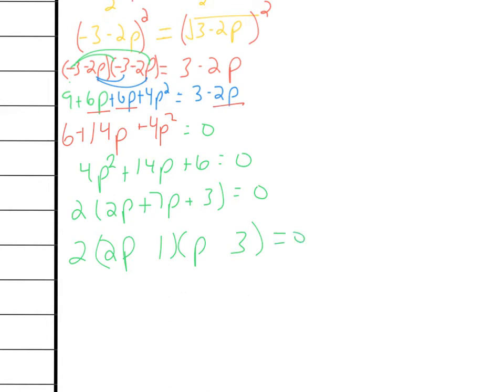Okay, so what do the signs have to be? Both positive if it's going to multiply to positive 3 and add to positive 7p. We're almost done, sort of. We now have to solve, so we get 2p plus 1 equals 0, p plus 3 equals 0, so p equals negative 1/2, and p equals negative 3.